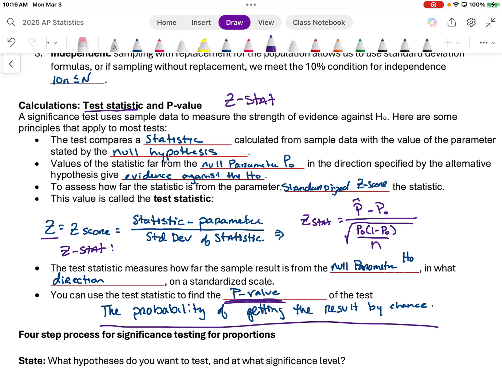Because remember, we have to do some interpretations here. So what is the interpretation of the p-value? It's the probability of getting that result by chance.